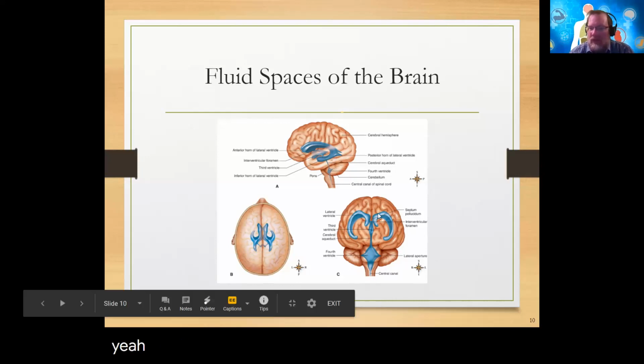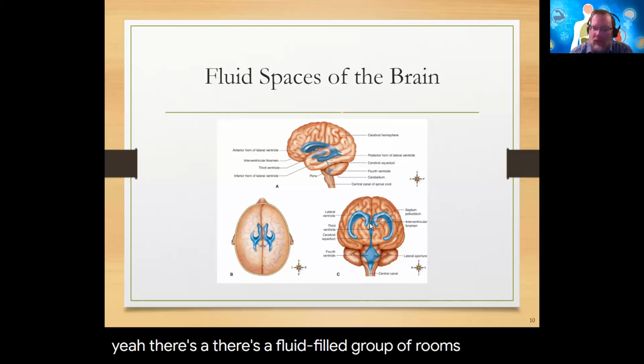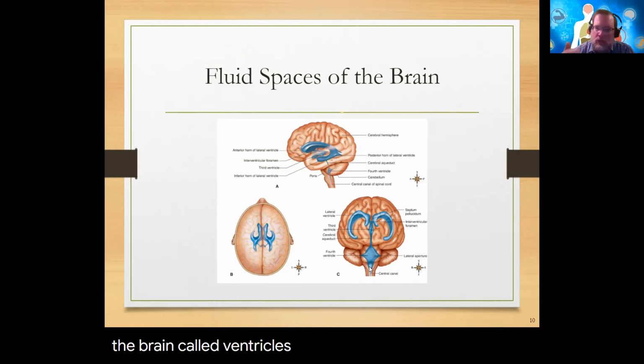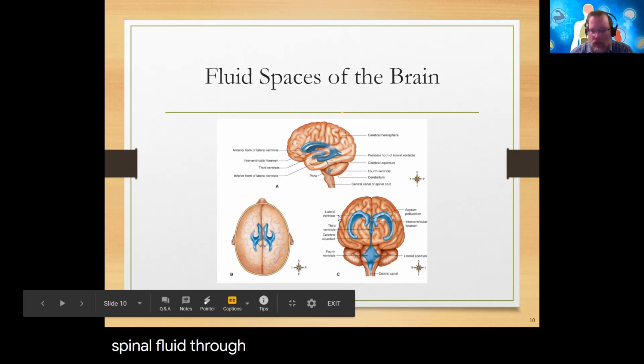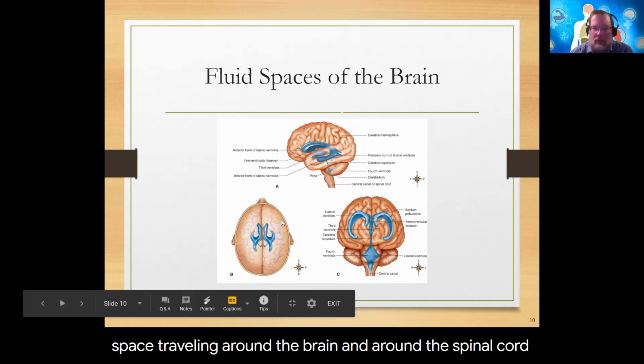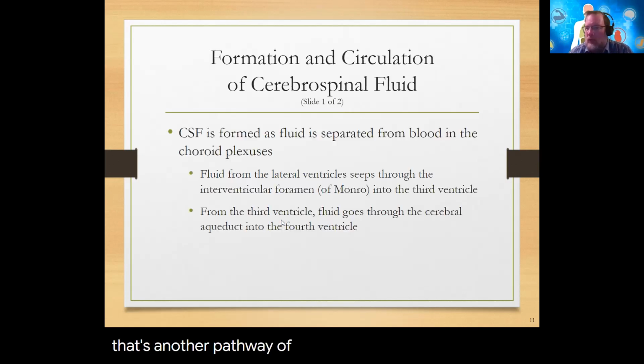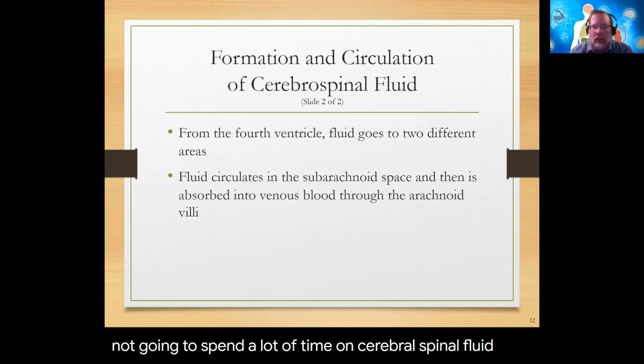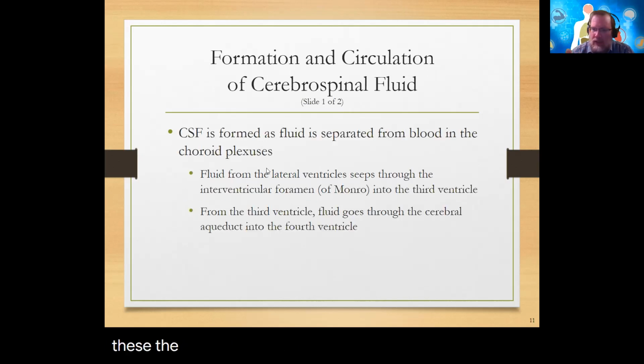Yeah, there's a fluid filled group of rooms within the brain called ventricles that produce and cycle cerebral spinal fluid through. And then, of course, in that subarachnoid space, traveling around the brain and around the spinal cord, that's another pathway of cerebral spinal fluid flow. So, I'm not going to spend a lot of time on cerebral spinal fluid. These two slides discuss the circulation and flow of CSF.